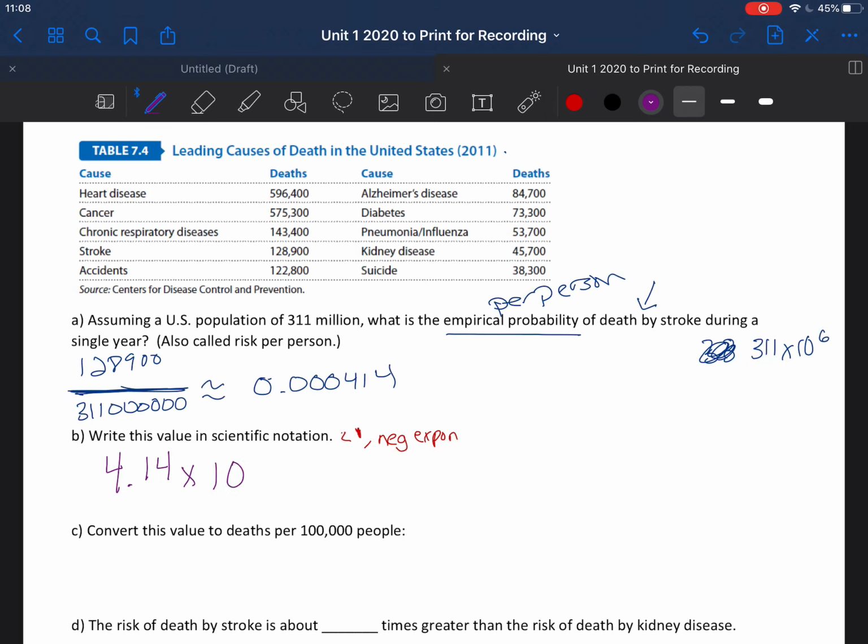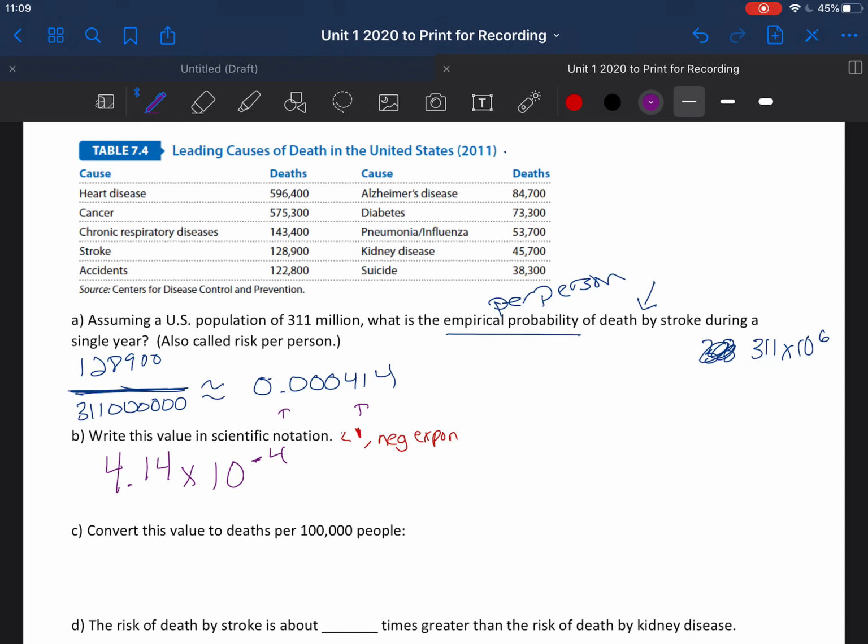I'm going to put in my scientific notation, so times 10 to the... I've already decided this is going to be negative what? Remember, negative represents how far your decimal point has moved from the original problem. Originally it was here, now it's here after the 4, so that is 4 places.